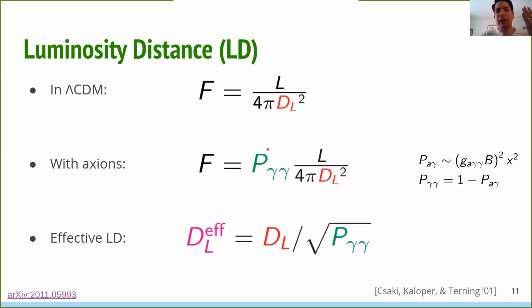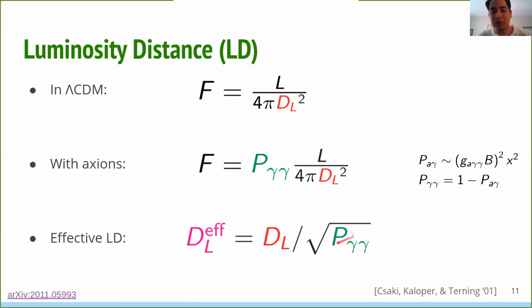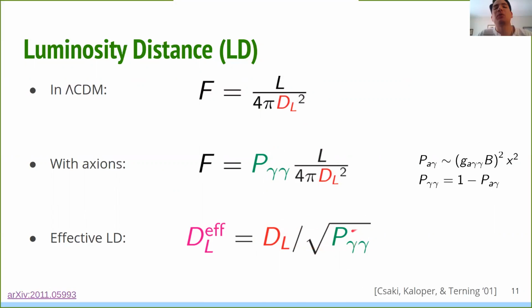As a result, you end up with an effective luminosity distance, which is given by the good old luminosity distance from before, but divided by the square root of the survival probability. This is a number smaller than 1. You divide by that, you end up with a larger number, which shouldn't be surprising, really, because what this is doing is dimming the source, which means that the distance inferred from this method will seem to be larger, right?